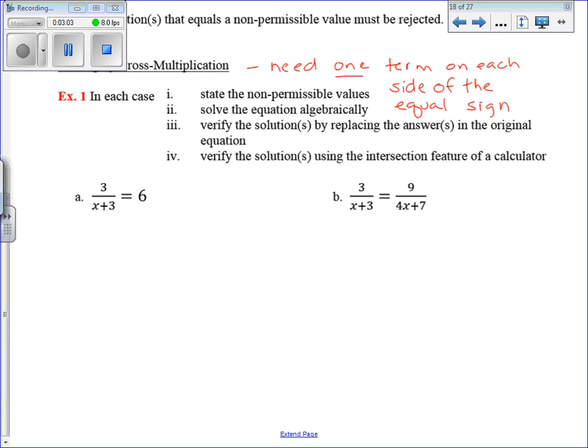So cross multiplication literally just means that, you're going to cross multiply. So we're going to go 3 times 1, or just 3, and that's equal to 6 times x plus 3. Here, what did I forget to do? Anybody? Non-permissible value.